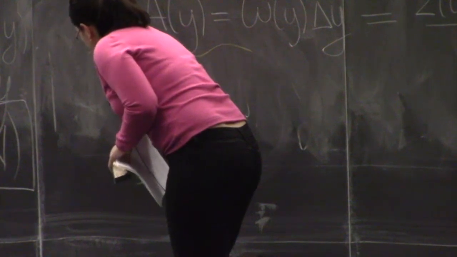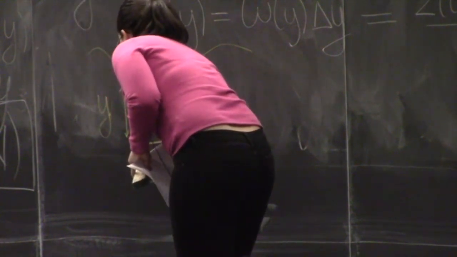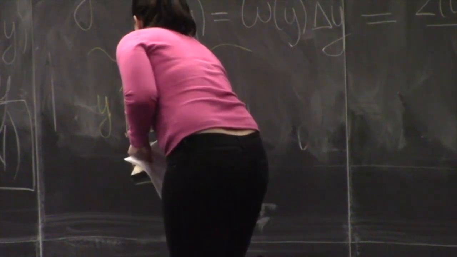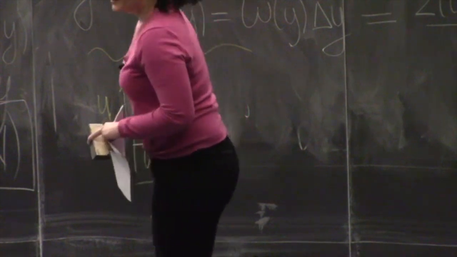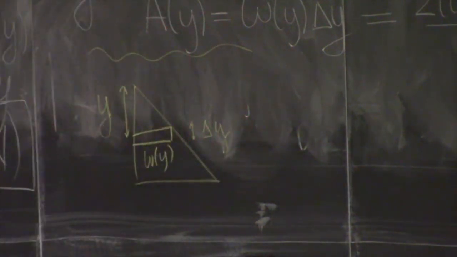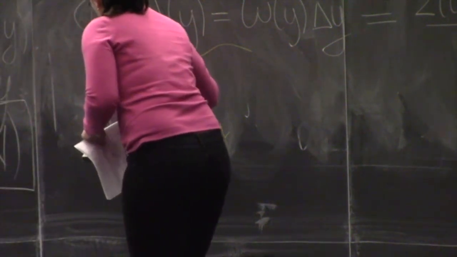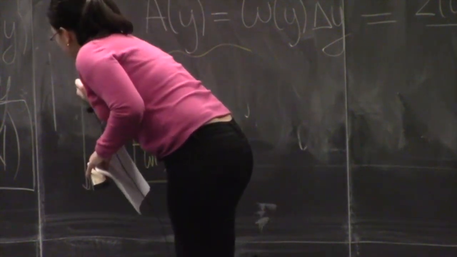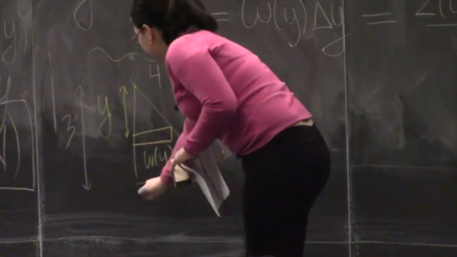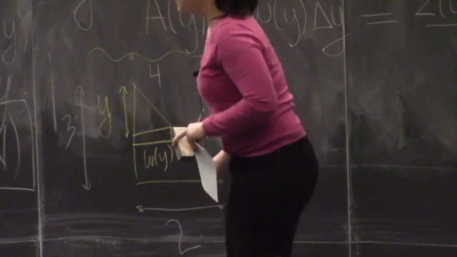So this is y. This is capital Y. This is delta Y, as before. And the distance of the surface is 4. From here to here is 4. The total side of the triangle is 3, and the horizontal side is 2.